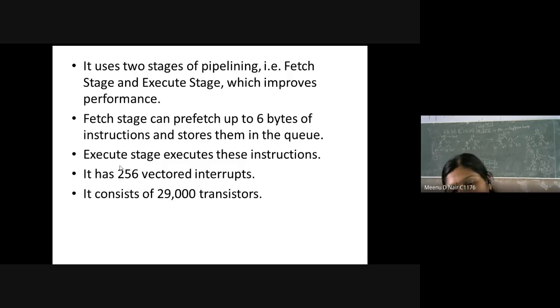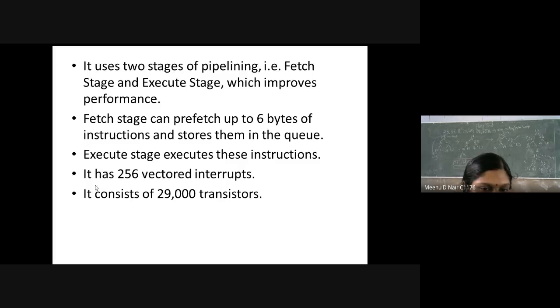There are 256 vectored interrupts, and it consists of 29,000 transistors. So if you are writing competitive examinations on the microprocessor, you should remember these points. How many interrupts will be there in 8086, and how many transistors? These types of questions you can expect in competitive examinations, so you have to remember all these numbers.